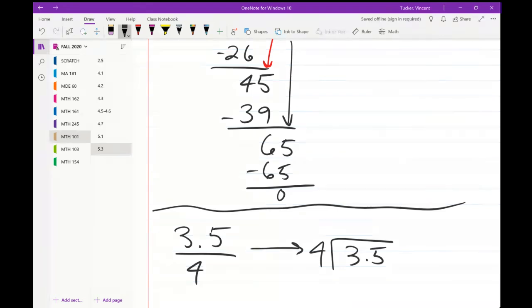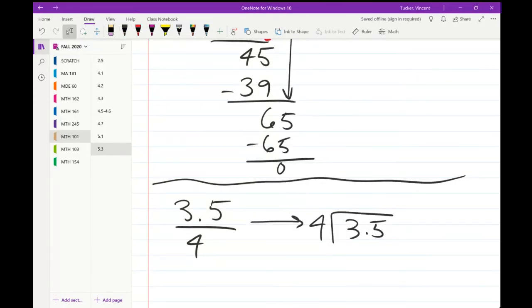All right, so here we have 3.5 over 4, and that's the same thing as 3.5 divided by 4. So you have your 4 sitting on the outside, 3.5 on the inside. 4 doesn't go into 3, so that would be a 0 there. Place your decimal, because like I said, they're supposed to line up. So now we're looking at 4 going into 35. 4 goes into 35 8 times. 8 times 4 is 32. Subtract.